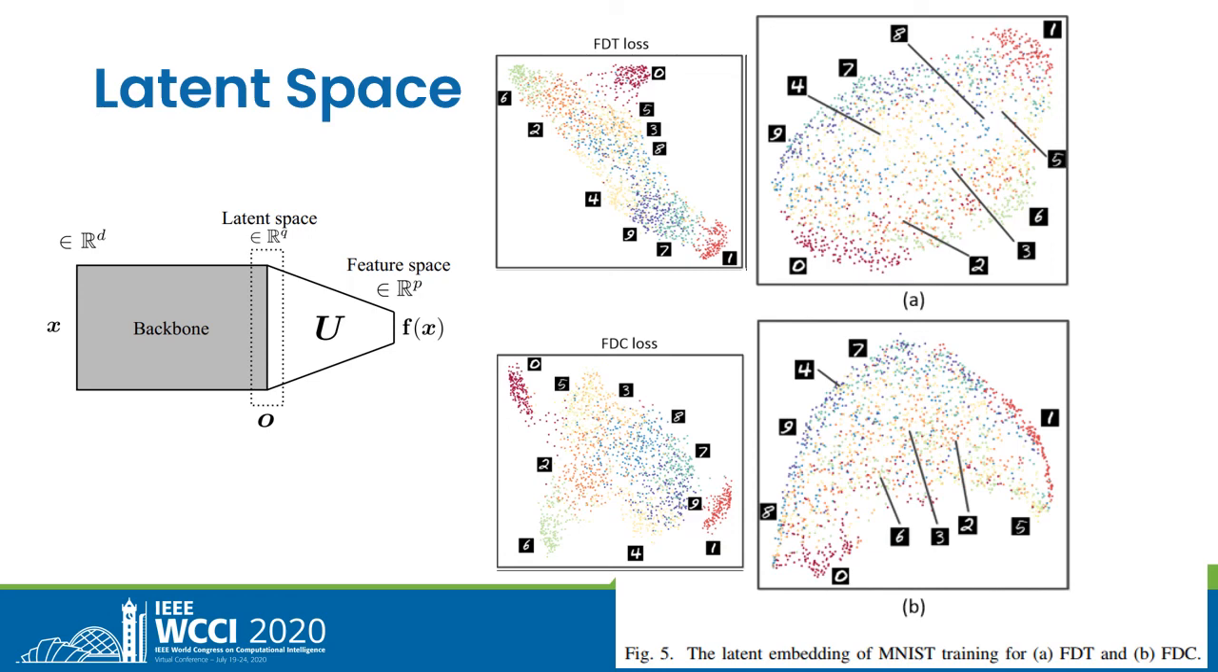Here in the second column, we visualize the embedding of latent space, and in the first column we visualize the embedding of feature space. And as you can see, feature space has more fine-tuned embedding than the latent space because of that projection that we had.